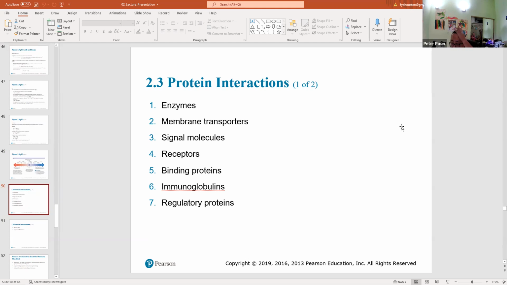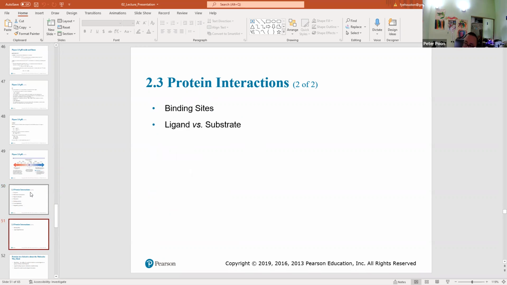Protein interactions. Okay, so proteins. I kind of glossed over at last chapter what they do, but proteins do pretty much everything inside the cell. All the chemical reactions that occur inside the cell, most of it is actually done by proteins. Okay, number one, enzymes. Membrane transporters, signal molecules, receptors, binding proteins, immunoglobulins, regulatory proteins, and there's more than that.